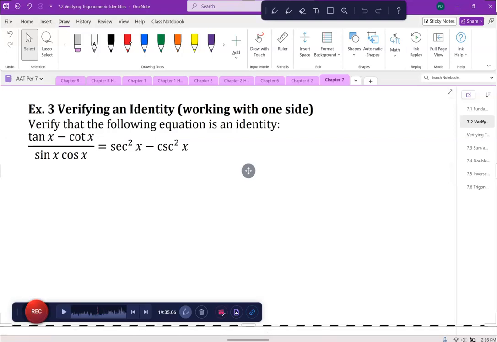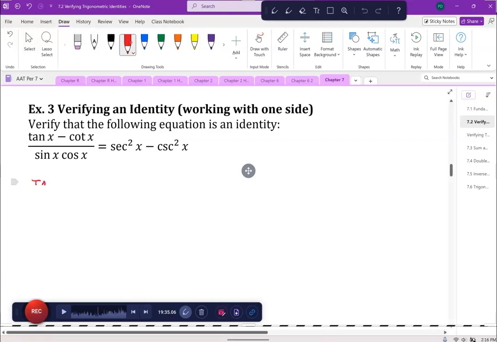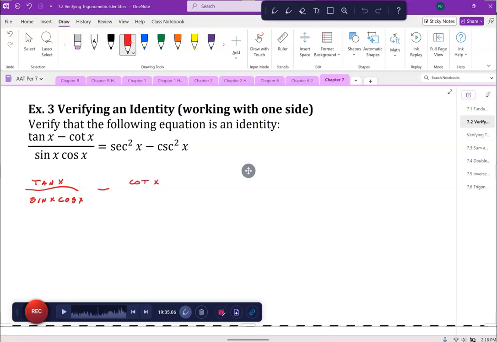And on the left, it looks kind of gross, but I'm going to split this up. I'm going to say this is tangent x over sine x cosine x minus cotangent x over sine x cosine x. And again, this is one of those things where you look at it and go, how the heck does he know how to do that? Well, one, I've been doing these a long time, and the more you do them, you start to recognize things. And two, this is a single term. I have to distribute. There's really nothing else to do.